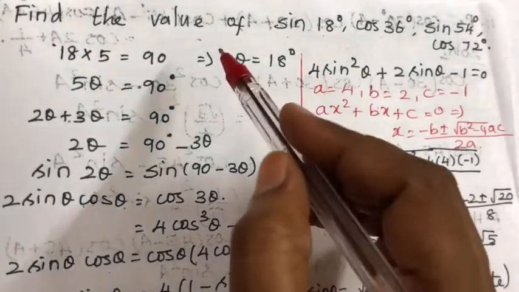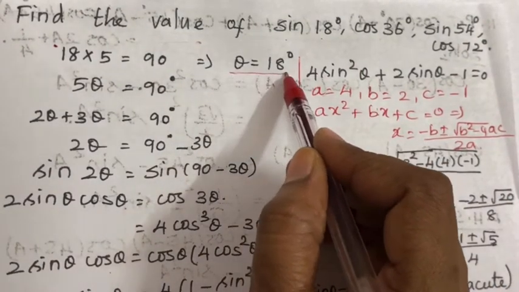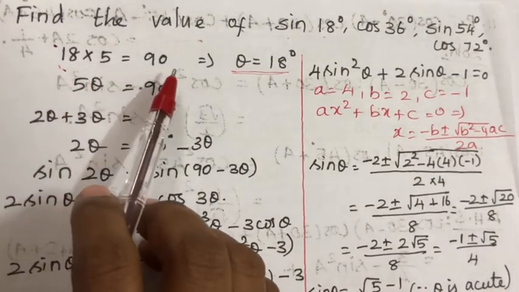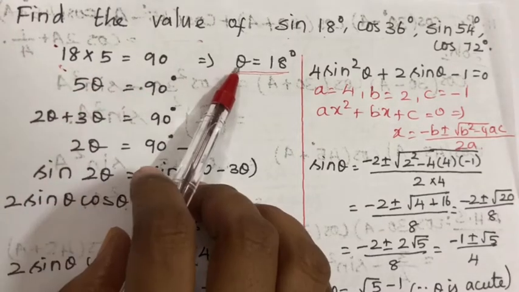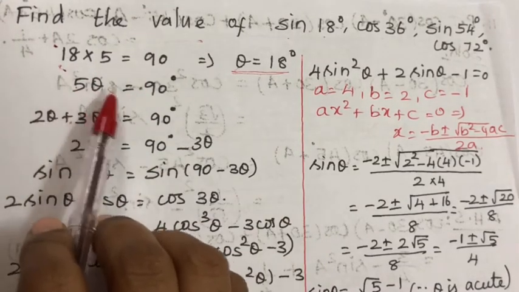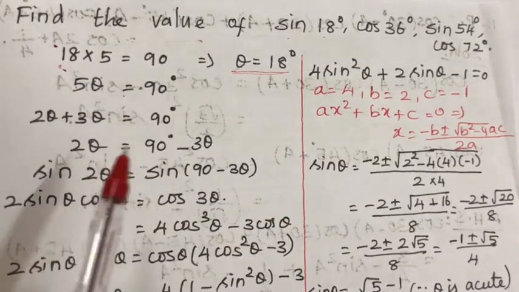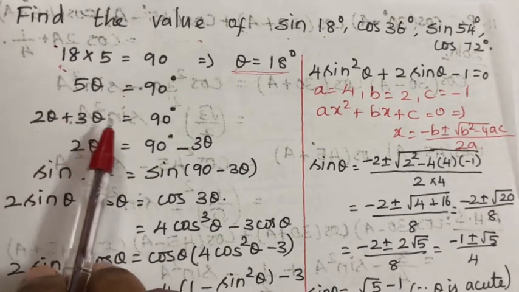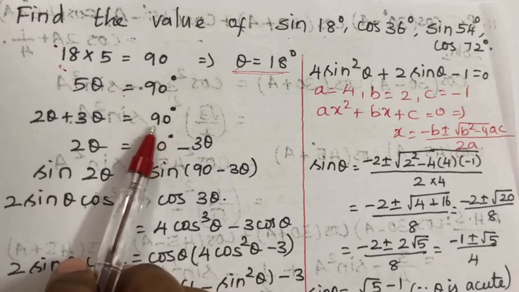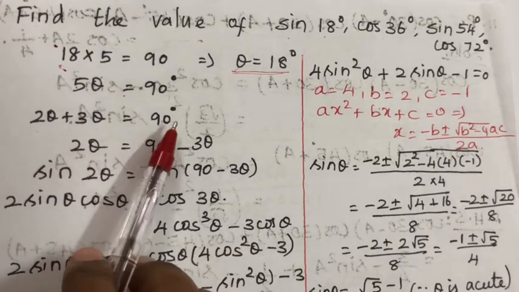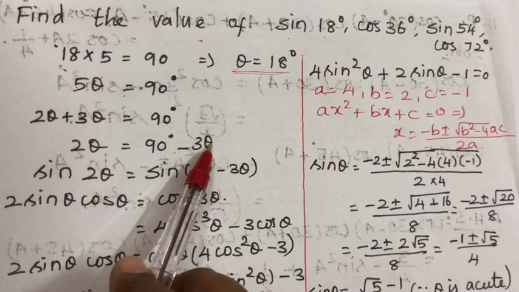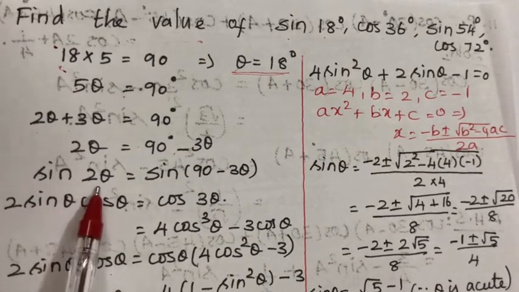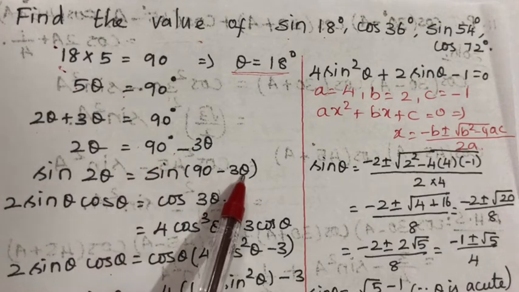Okay, so first I take theta is equal to 18 degree. 18 into 5 is 90, isn't it? So I take theta as 18, so 5 theta is equal to 90 degree. I write 5 theta as 2 theta plus 3 theta, that is equal to 90 degree. So 2 theta is equal to 90 degree minus 3 theta. I take sine on both sides.